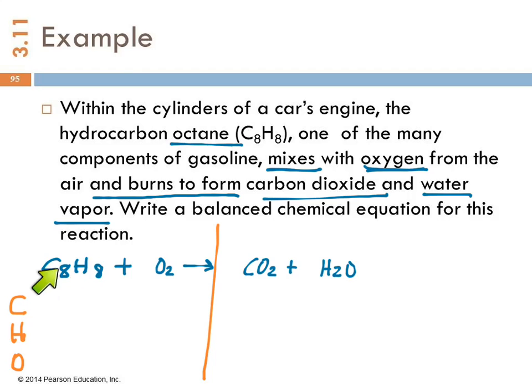I'm just going to go across, and here's my first compound, C8H8. Well, that's got 8 carbon atoms and 8 hydrogen atoms and no oxygen atoms. And then I've got O2, and that's got 2 oxygen atoms and no carbons or hydrogens. So just keeping track of what's out here. On the right side of the arrow, there's 1 carbon and 2 oxygens in CO2. There's 2 hydrogens and 1 oxygen in H2O.